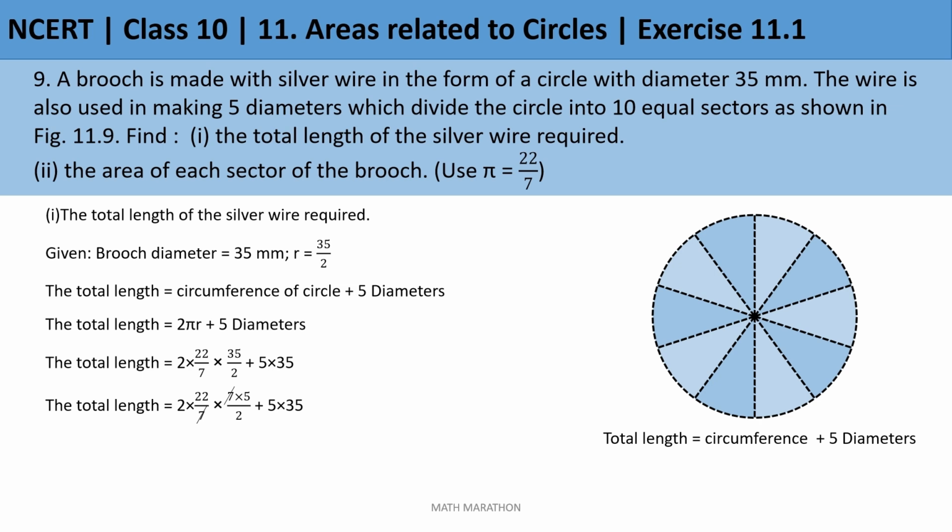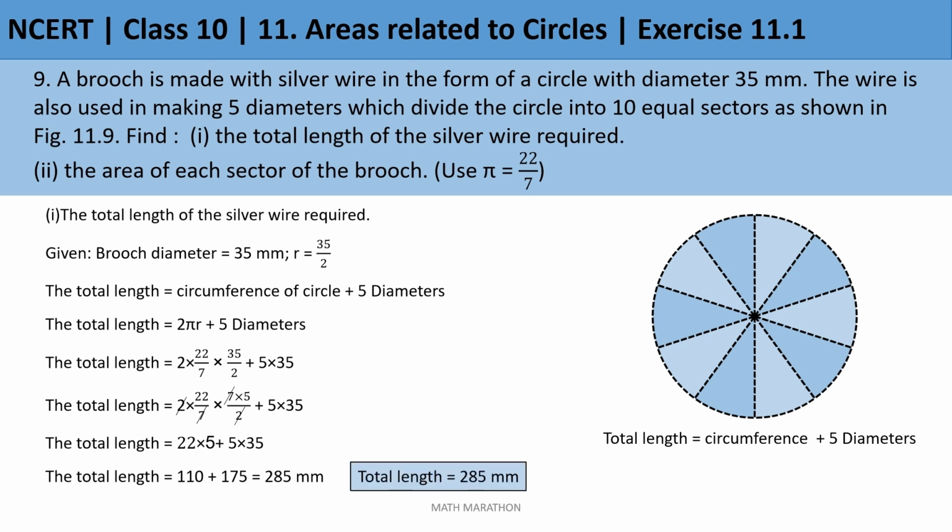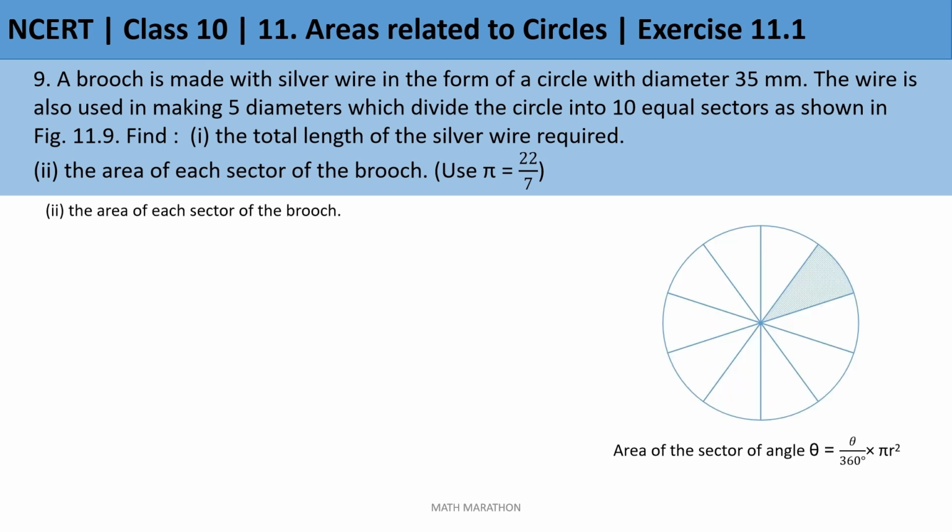In numerator and denominator, we have 7. We can cancel out 7. In numerator and denominator, we have 2. We can cancel out 2. Total length is equal to 22 multiplied by 5 plus 5 multiplied by 35. Total length is equal to 110 plus 175, which is equal to 285 mm. Let us see section 2.